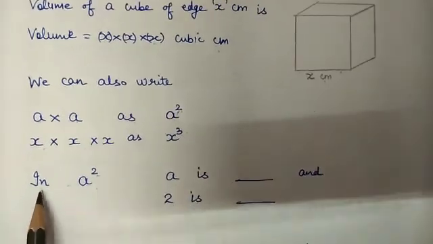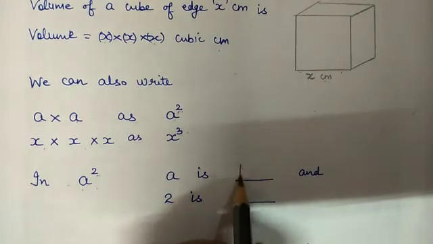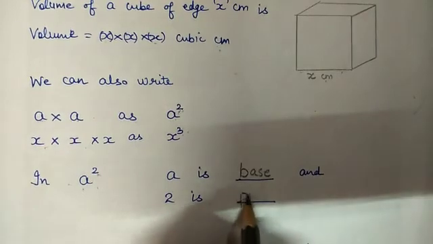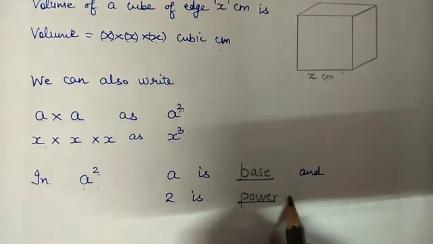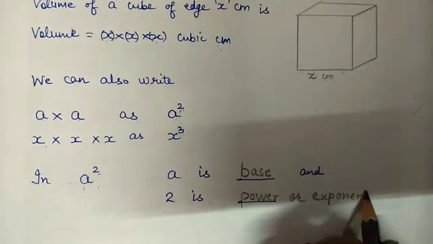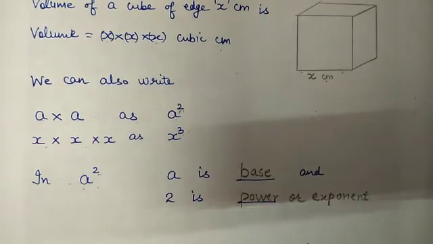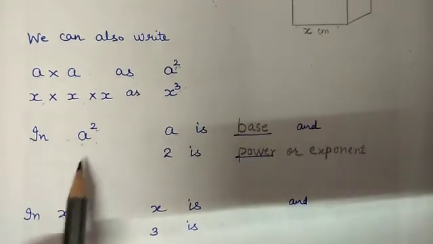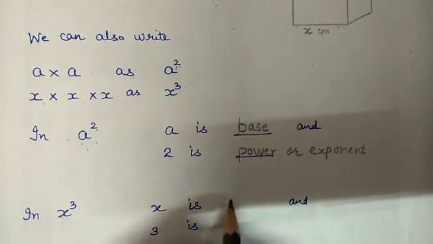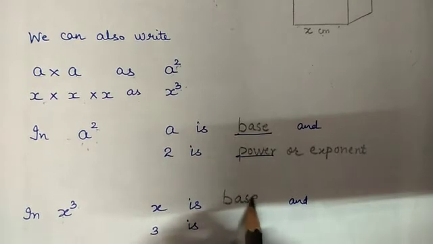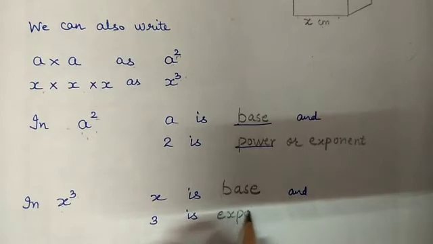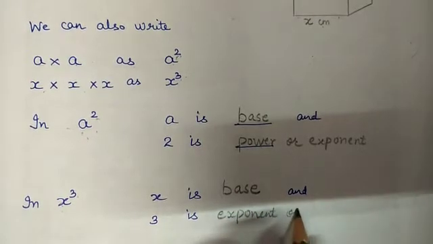Now in a square, a is called base and 2 is the power or exponent. We have already studied all this in our chapter integers. Now same is in literals form. Now x raised to power 3, in this x is base and 3 is the exponent or power.